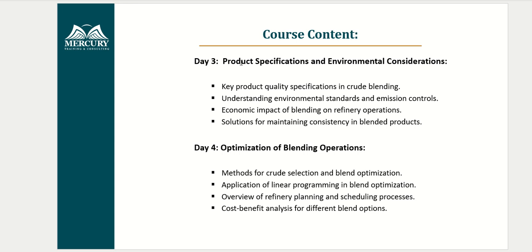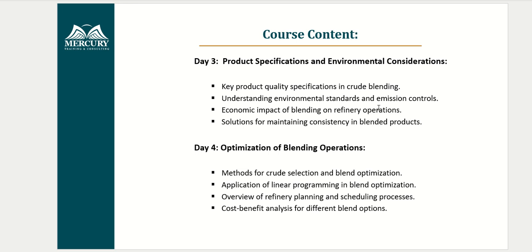On day three, I covered product specifications and environmental conditions, which covers key product quality specifications included in blending. Suppose you are talking about gasoline: what RON you will maintain, what are the limits of TAN numbers and RVP in the gasoline. When we talked about diesel, what is the CTN number specification. When we talk about LPG, what C3, C4 components have to be maintained, what can be the mercaptan levels for LPG, and so on.